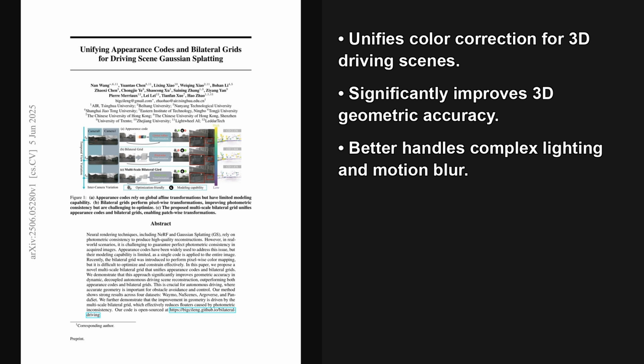Today, we're diving into a new paper called Unifying Appearance Codes and Bilateral Grids for Driving Scene Gaussian Splatting. This work tackles a really common problem in creating 3D scenes from photos, especially for autonomous driving. The issue is what's called photometric consistency, which is just making sure the lighting and colors look the same across different images. When they don't, it can mess up the 3D reconstruction. This paper introduces a new method, a multi-scale bilateral grid that improves 3D scene accuracy, which is vital for a car to correctly identify obstacles.